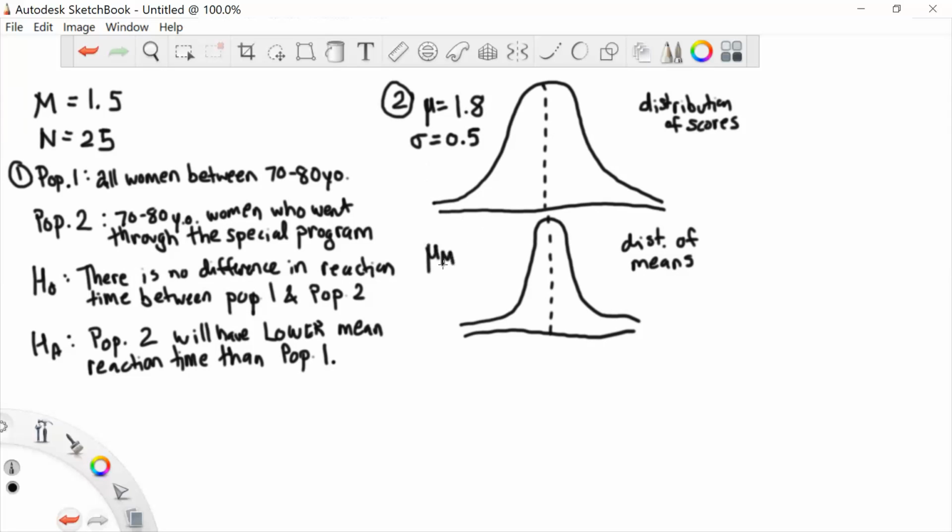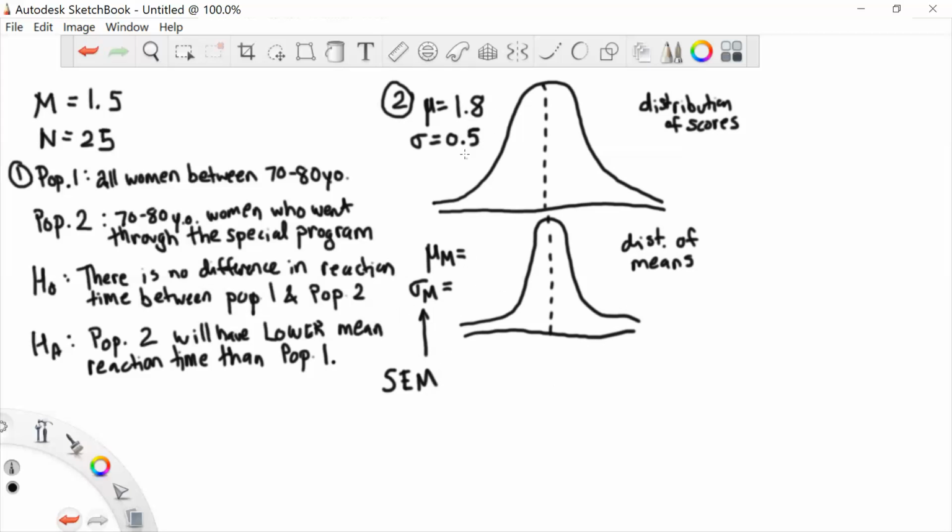So mu subscript m is the mean of this distribution of means, and we use sigma subscript m to indicate the standard deviation of the distribution of means. Does anyone remember what name we gave? There was a special name or term that we used for the standard deviation of this distribution of means? Yes. That's right. So standard error of the mean, also known as SEM.